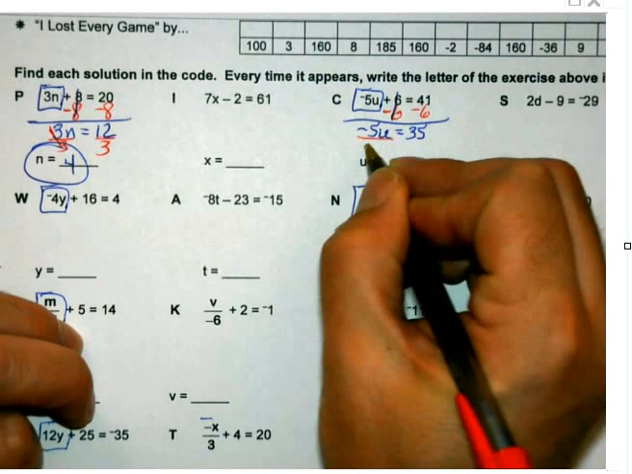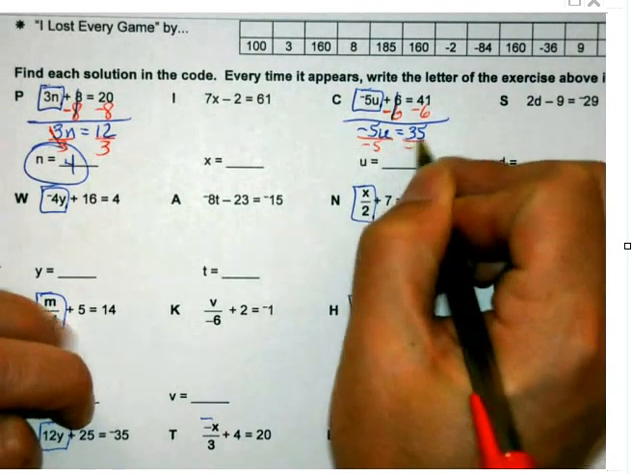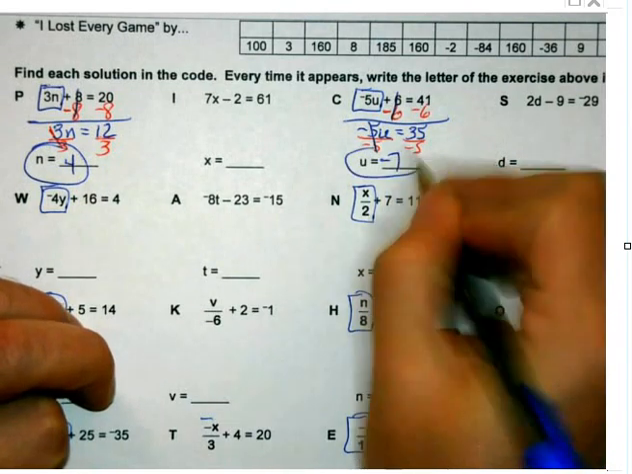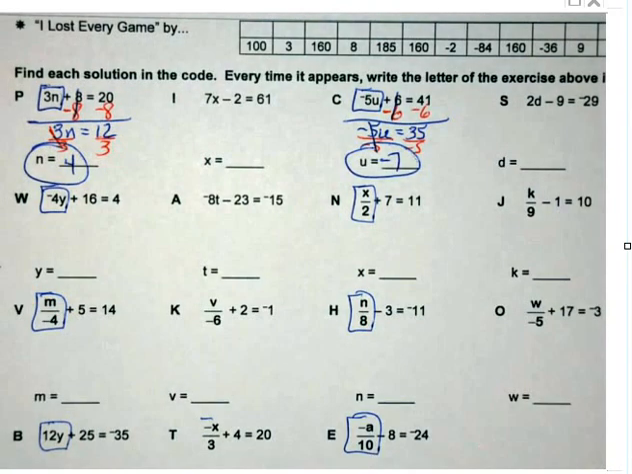Okay? Here, it's divided by... We're dividing by negative 5.